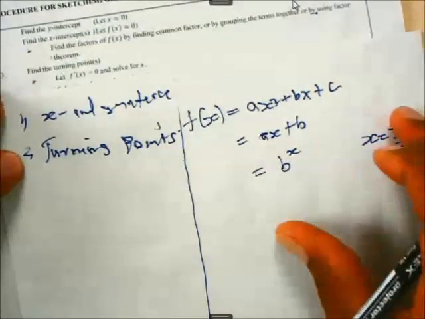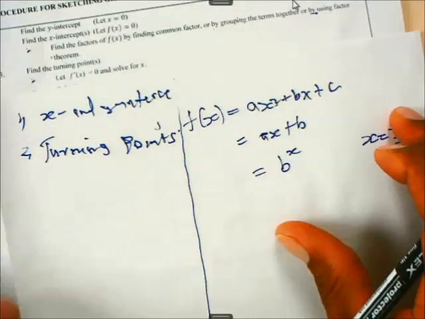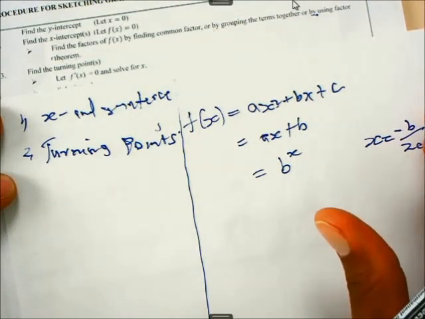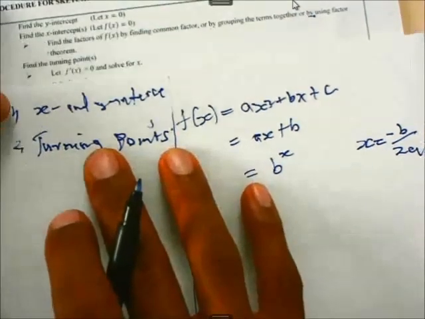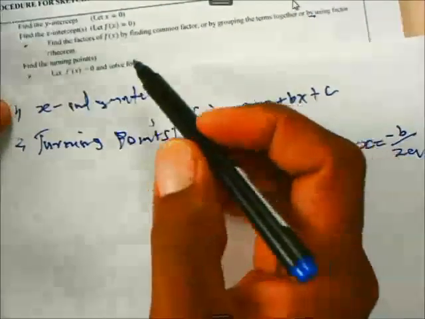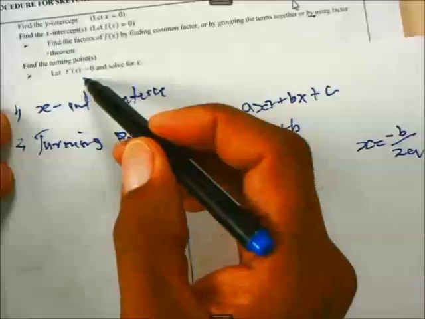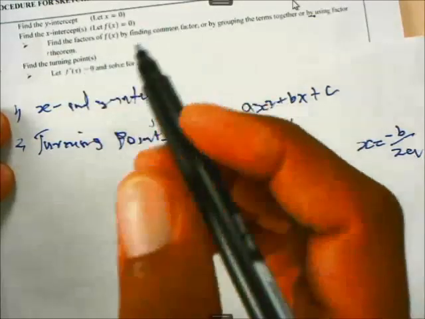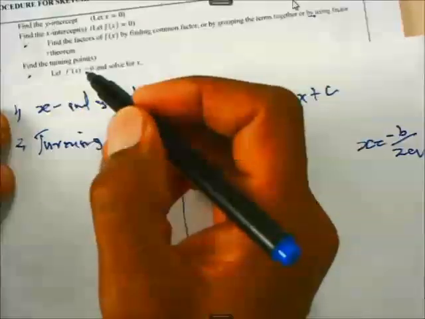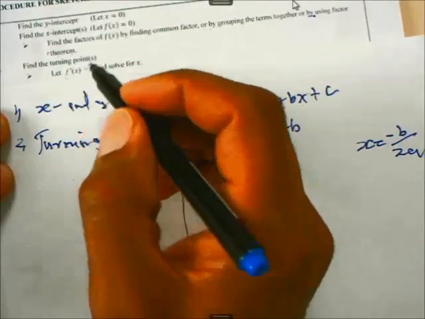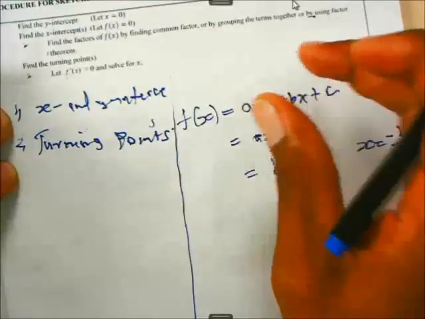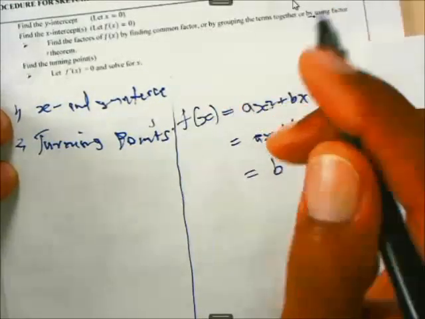Now, let us see what's going to happen with the cubic functions. How do we determine the turning points? Of course, the first thing that you must look at is that we must have f prime of x. What is f prime of x? That is the derivative. Is that correct? That is the derivative, but especially at this point, I also refer to it as the gradient.